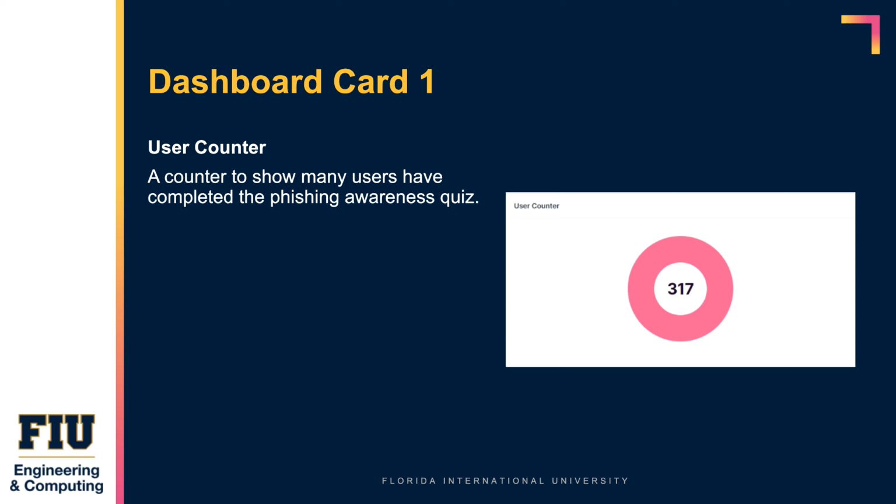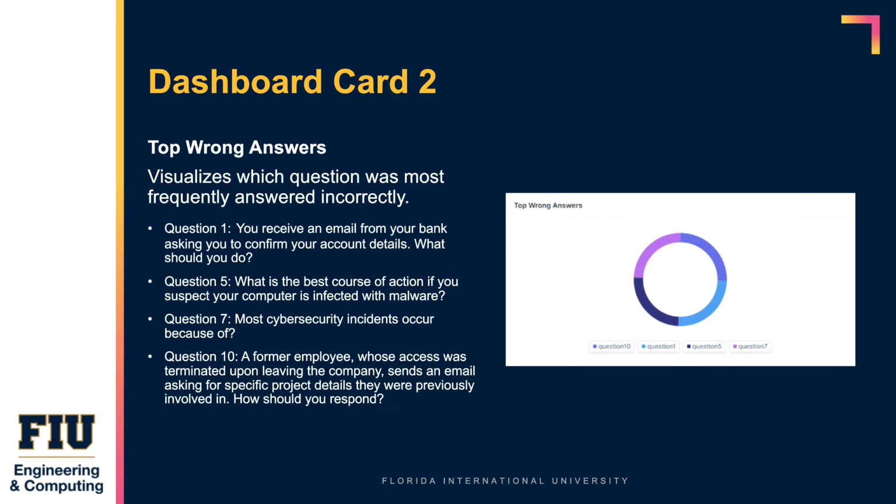All right, and so here we got the first dashboard card, which is a user counter. The idea behind this is, as the trainer, you should know how many people you're sending this quiz out to. And here you can check out how many have done it, and you can see how many you're missing based off of that counter. And then secondly, we have the dashboard 2 card, which is the top wrong answers card. This basically just shows you which questions were missed the most, and this gives you an idea where you can focus more on helping out your users based on what they got wrong.